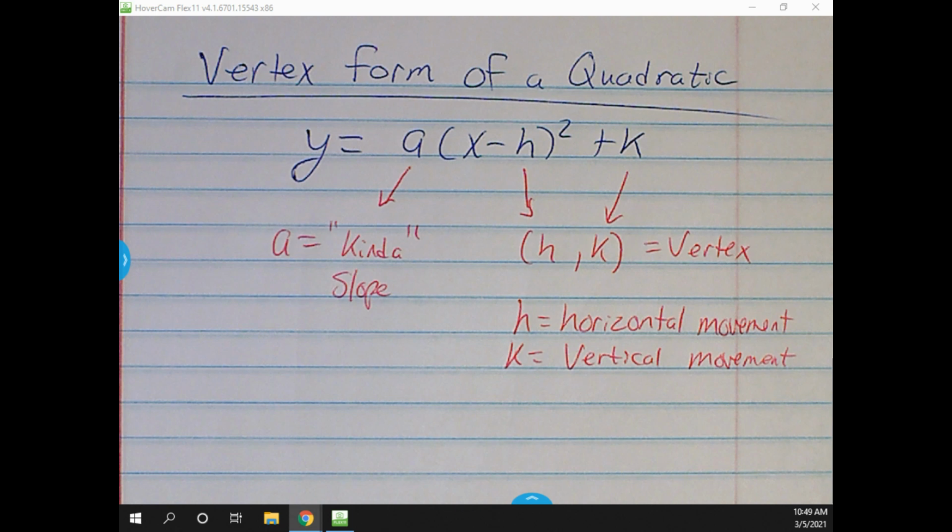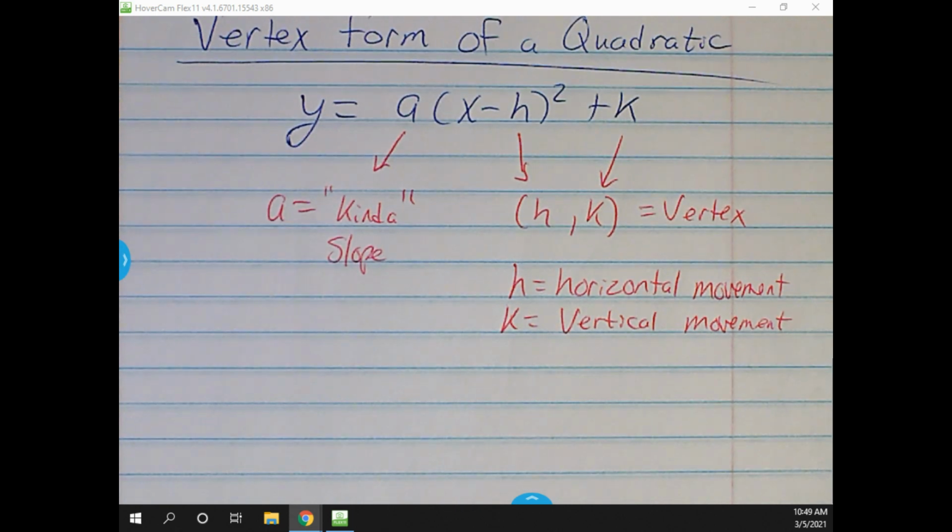And maybe we borrowed that from a different language, but to me, it would make more sense if it was h and v. H would be your horizontal, v would be your vertical, but in this case, it's h and k for this part.